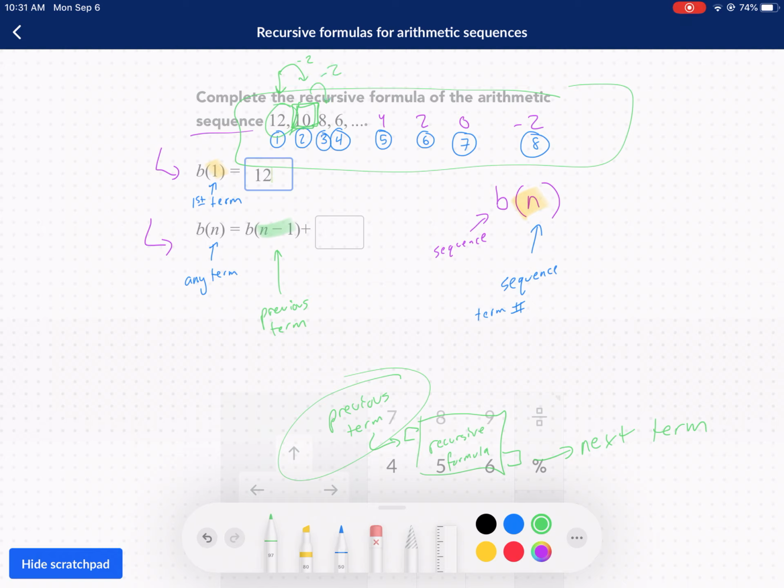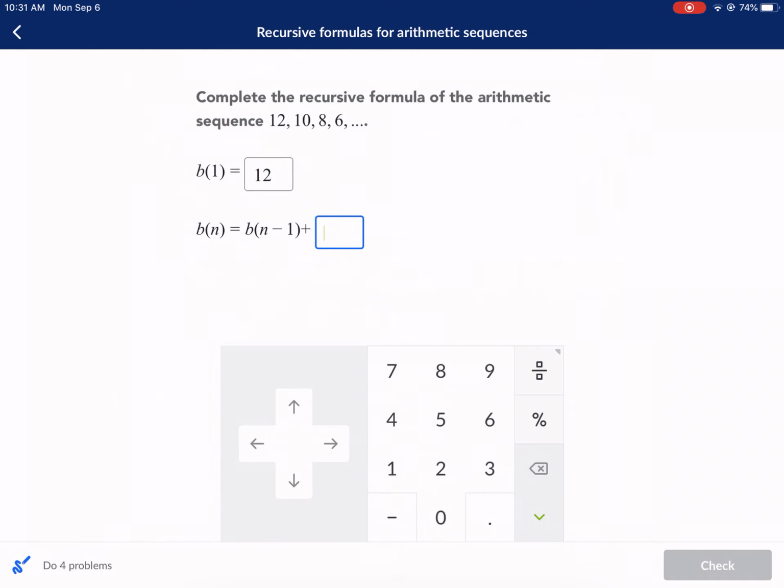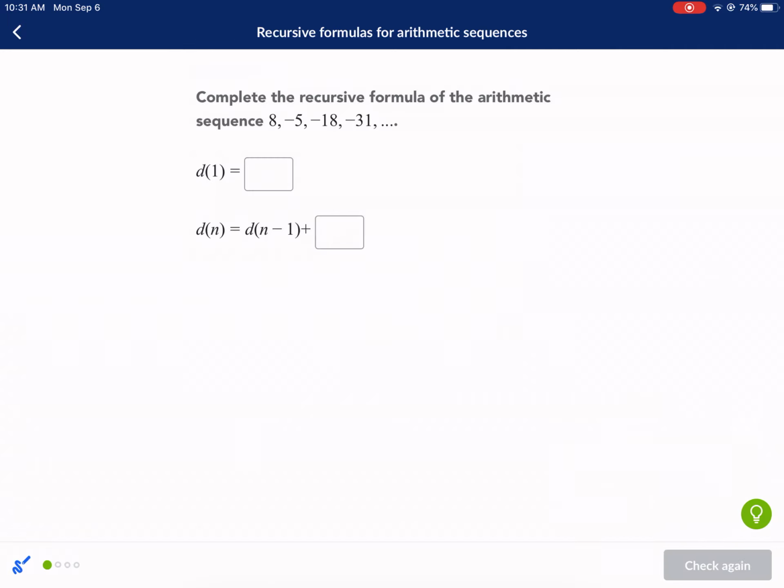So the pattern is each time, and that's what this box is always for arithmetic, that means adding or subtracting, we're adding something each time. In this case, it's -2. We're adding a -2 each time. Okay, so first term, 12. What are we doing each time to the previous term to get to the next term? We're subtracting 2, and we can check our answer. Bada bing, bada boom. Next question.